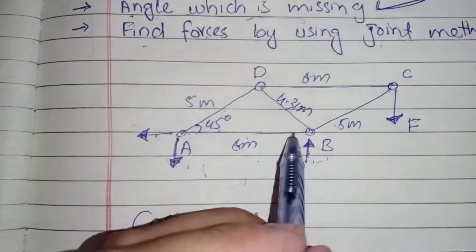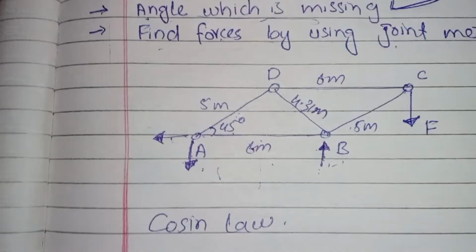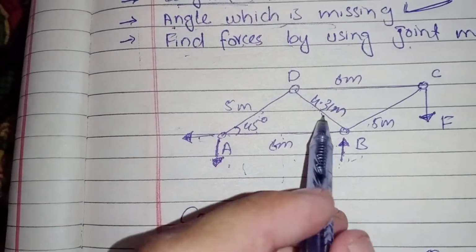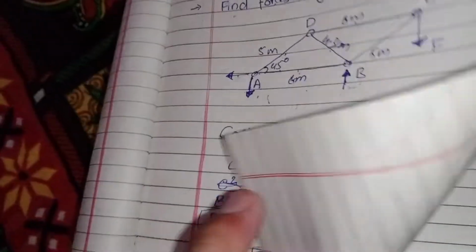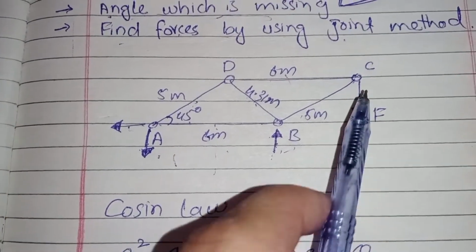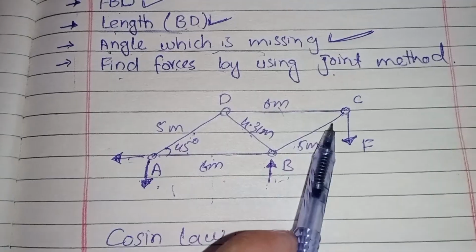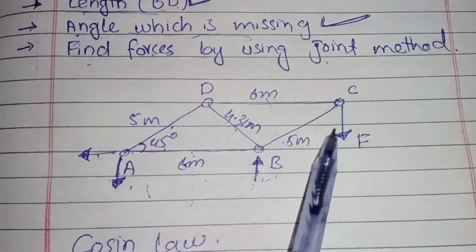Okay, now I want to use the joint method to calculate all the forces in all members of this truss. First I will take joint C because there are maximum 2 unknown forces and minimum 1 known force. So joint C.